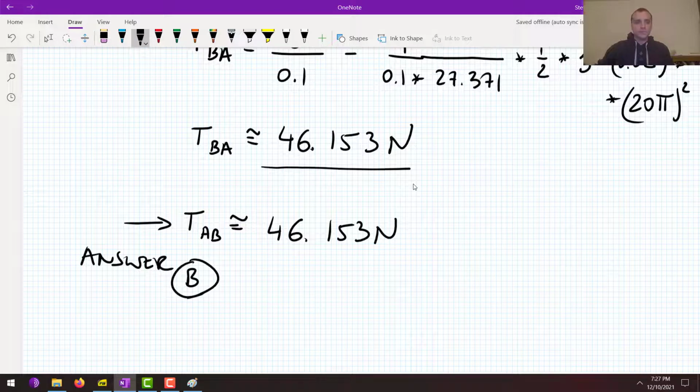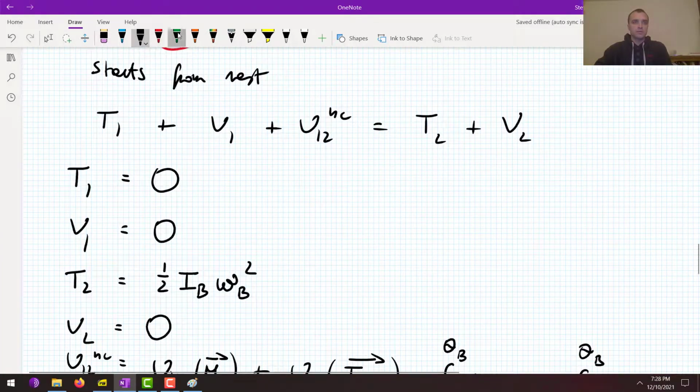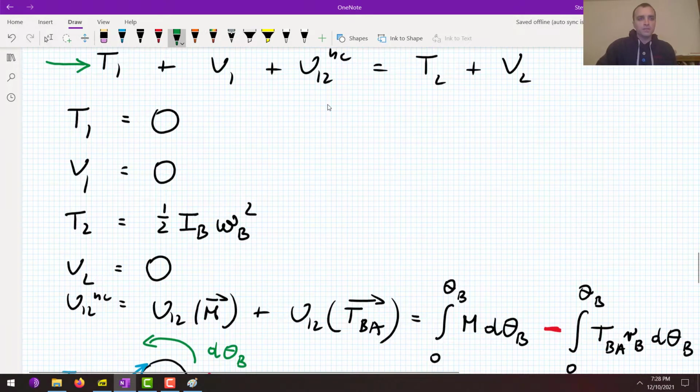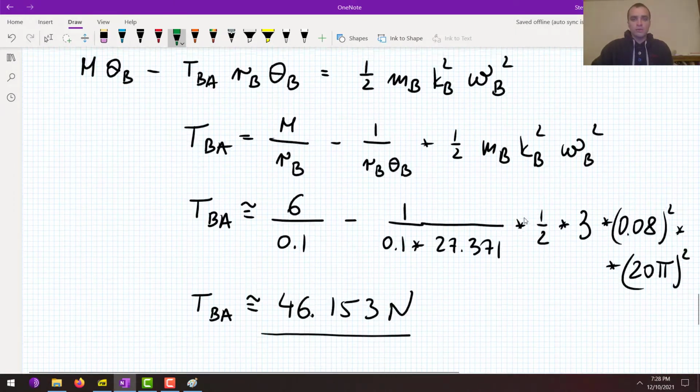Okay, so that's all I prepared for today. I hope everything was clear, and the main take-home message from this discussion is basically training this recipe. Just remember that in order to solve problems using the work-energy method, first write down this expression, then these five guys correctly, of course, then plug them back into our original equation, and the rest is algebra.